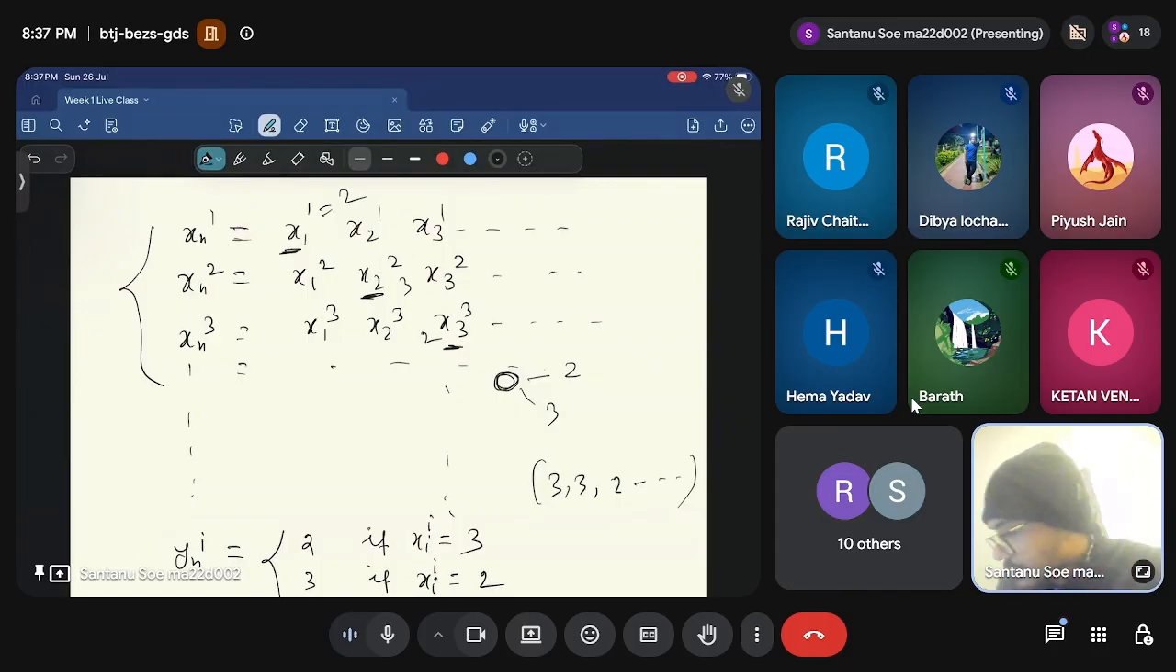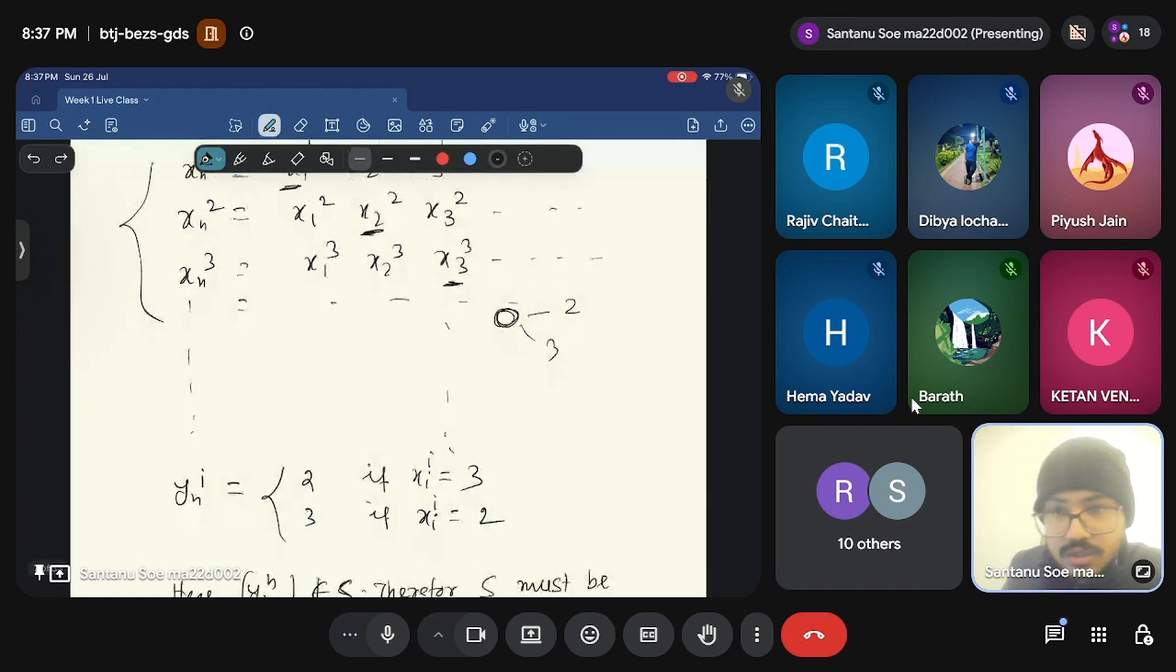So that means you have constructed a sequence where you have altered the diagonal elements, where you have chosen the ith element as 3 when the diagonal is 2 and 2 when it is 3. So this sequence cannot belong to the above enumeration, because the sequence will at least differ in the ith diagonal element of that given sequence, right?